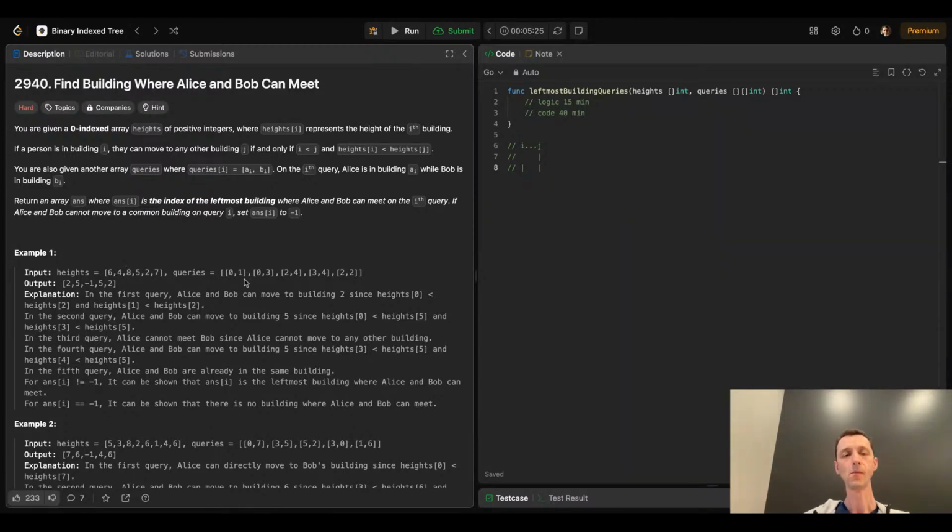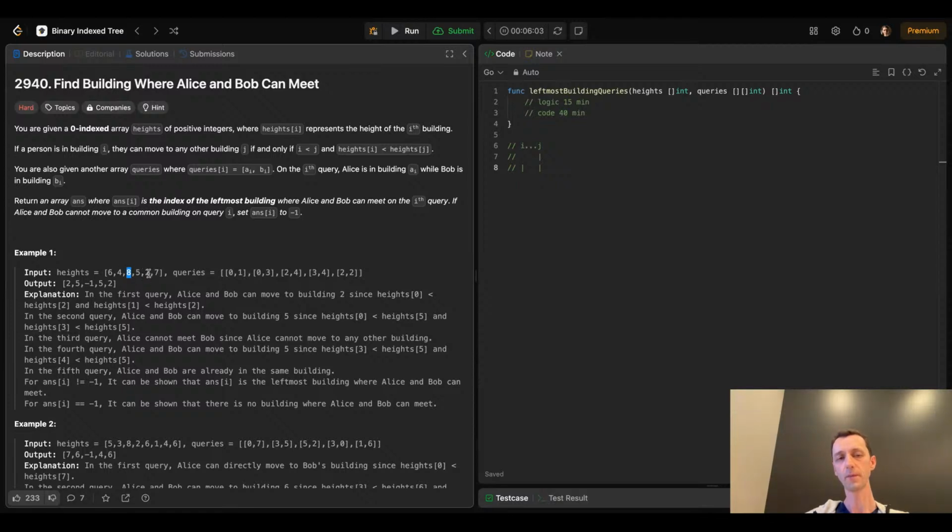Okay, the next query, 0 and 3. So that will be 6 and 5. And they meet in building 5. Building 5 is 0, 1, 2, 3, 4, 5. So the 7. 7 is bigger than 6 and bigger than 5. Next query, 2 and 4. This is 8 and 2.